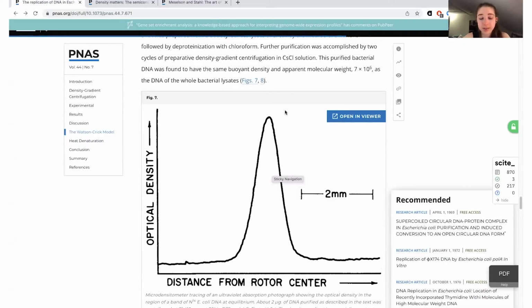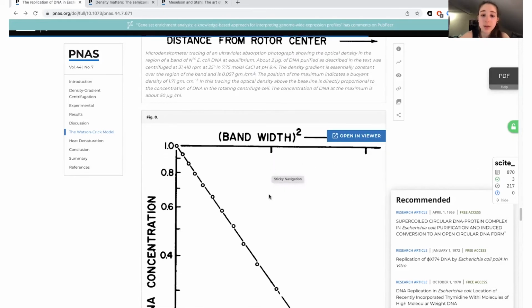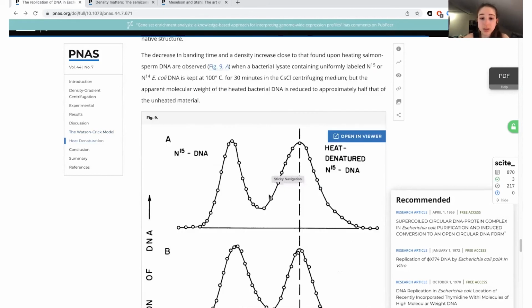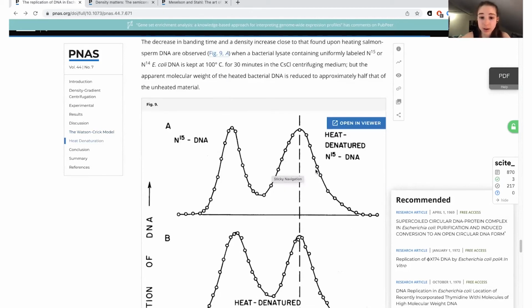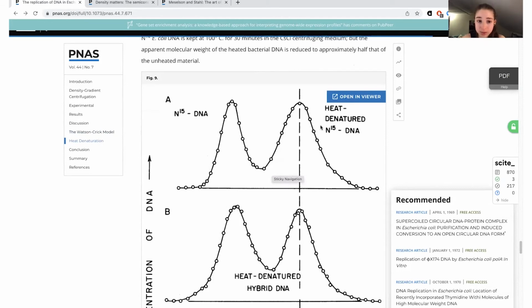So one thing to note is that the sharpness of the peak is going to tell you information about the molecular weight. A sharper peak means a higher molecular weight, and a broader peak means a lower molecular weight. If you have double-stranded DNA, you would expect it to have a higher molecular weight, about twice that of the single-stranded, and so you would see a sharper peak. If the strands are pulled apart, so you have single-stranded DNA, then you would see a broader peak. And in fact, this is what you would see.